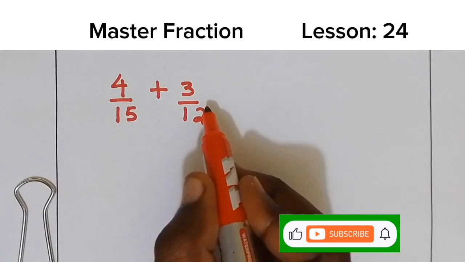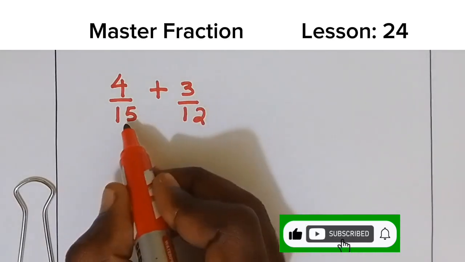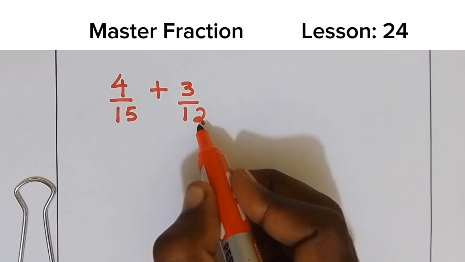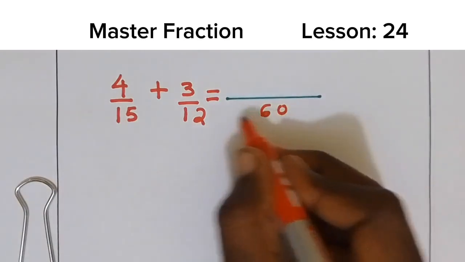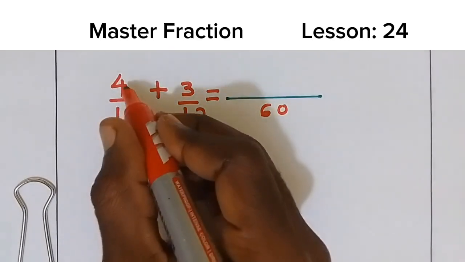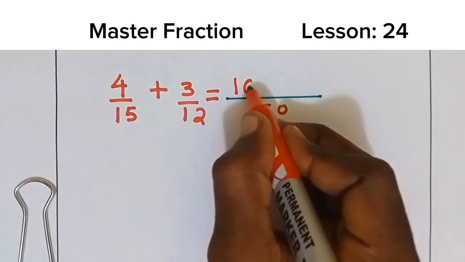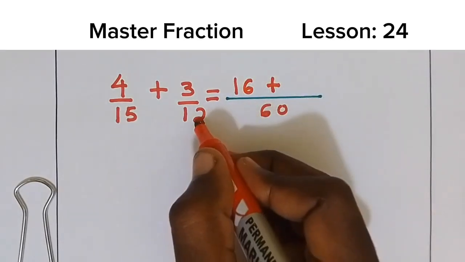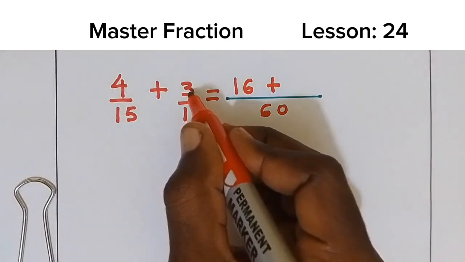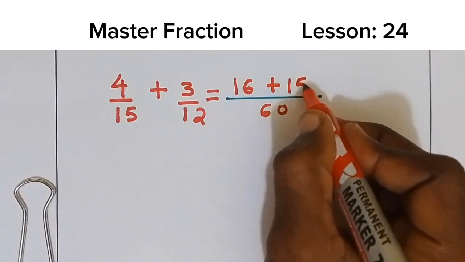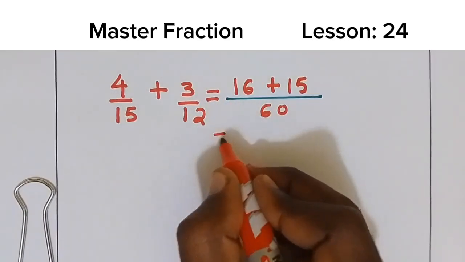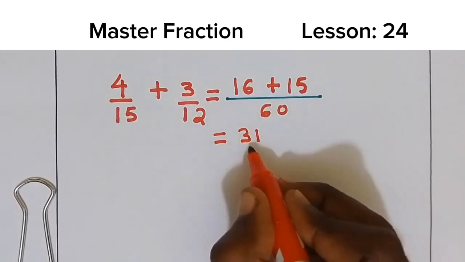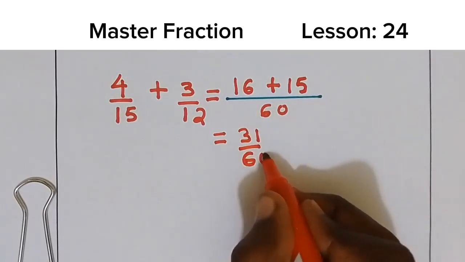Lastly, we are going to add. So we are going to find the LCM of 15 and 12, which is equal to 60. 60 divided by 15, we got 4. 4 times 4, we got 16. Plus 60 divided by 12, we get 5. 5 times 3, we get 15. This is equal to 16 plus 15, we get 31 over 60.